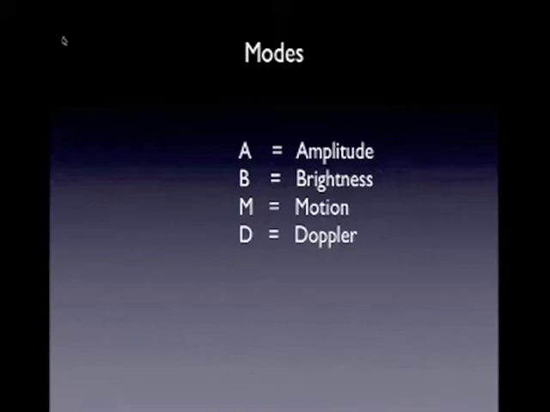M mode, also known as motion mode, basically shows a B mode image of a selected section moving over time. Finally, there is D mode. This mode makes use of the Doppler effect, also known as frequency shifts, in measuring and visualizing blood flow. Types of Doppler modes include color Doppler, pulsed wave Doppler, and power Doppler.